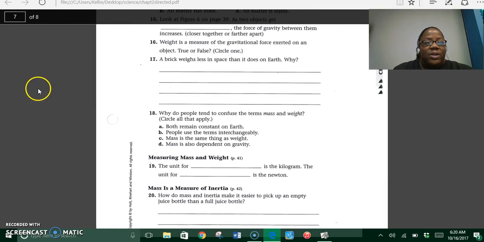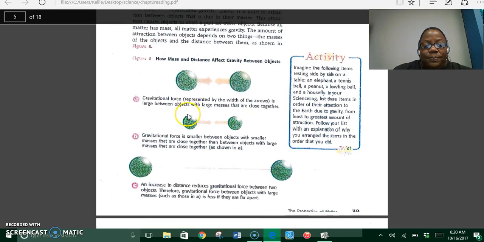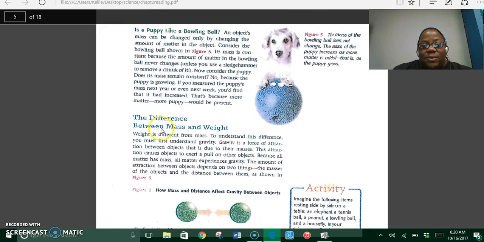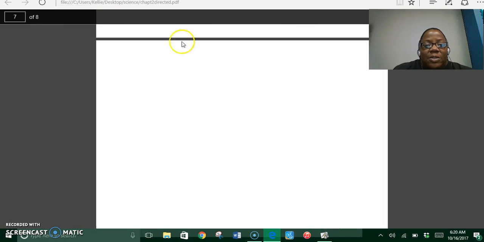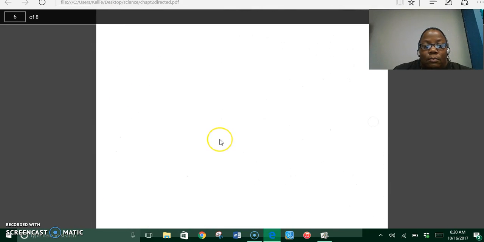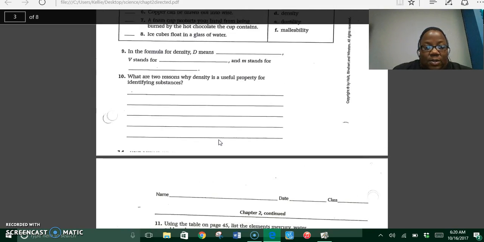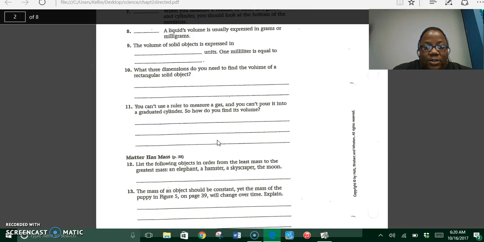Okay, I'm going to go ahead and get started and pick up where most of the classes left off. So I'm going to start with the reading here, where it says difference between mass and weight, because I think in all of our classes we had already talked about the puppy and the bowling ball. Okay, and so I'll begin reading here, which means I'll begin answering questions from, let's see, it's page 12. We're not in section 2 yet.